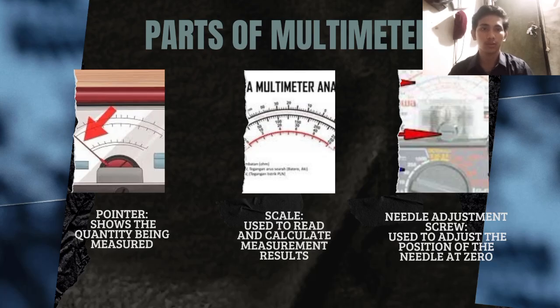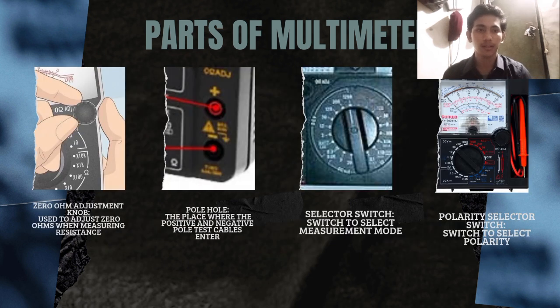And now I will show you the parts of a multimeter. Pointer. The pointer is used to show the quantity being measured. Scale. Used to read and calculate measurement results. Needle adjustment screw. Used to adjust the position of the needle at zero. And the next is the zero ohm adjustment knob. Used to adjust zero ohms when measuring resistance.